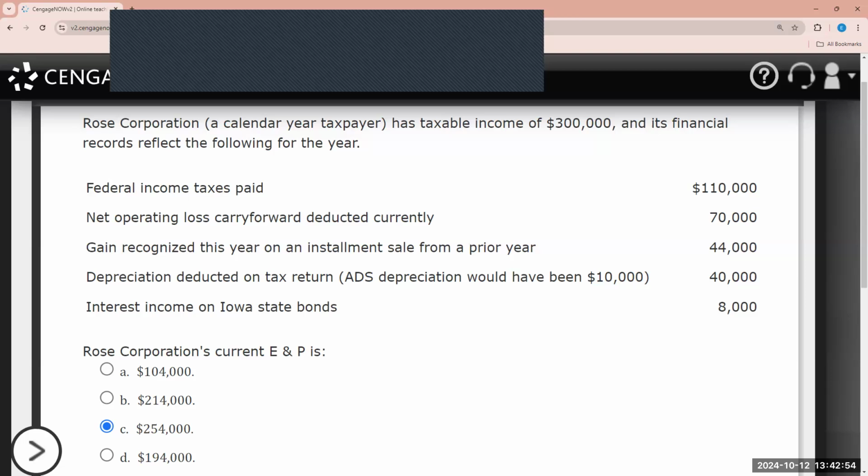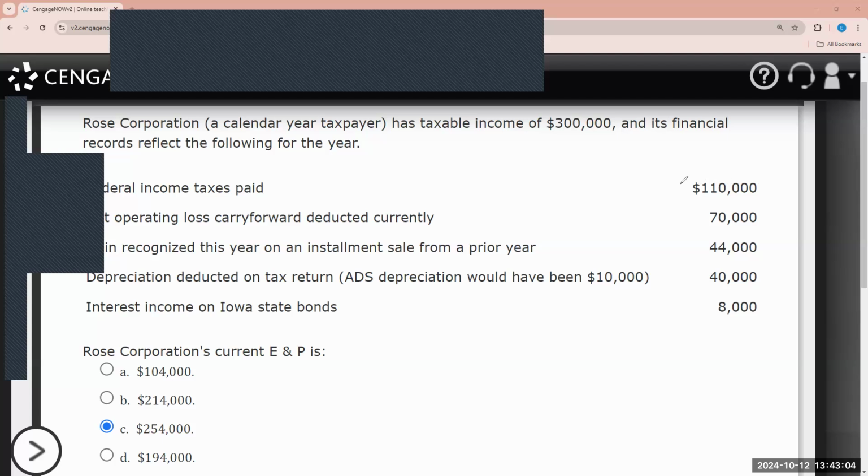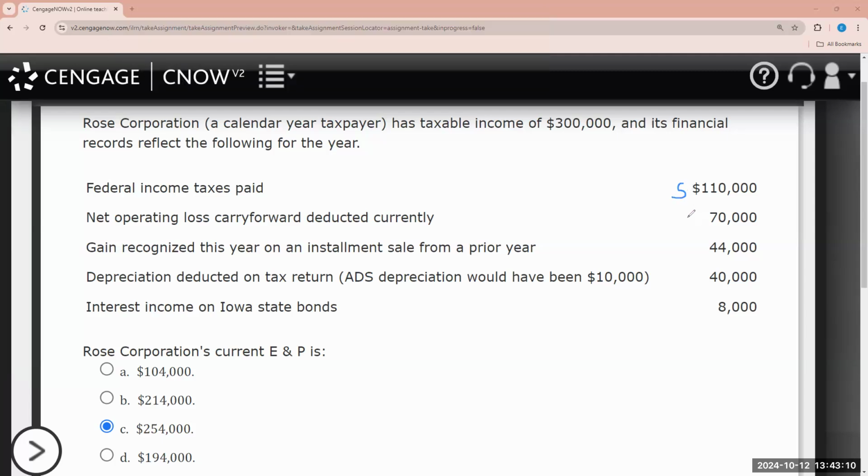So I'm actually going to annotate. Just so we know, these amounts are subtracted. The federal income tax is paid. The net operating loss is added. The gain recognized currently from the prior year installment sale is subtracted. The interest income on the Iowa state bonds is subtracted. Oh no, added. Let me delete that. All right, this amount is added.